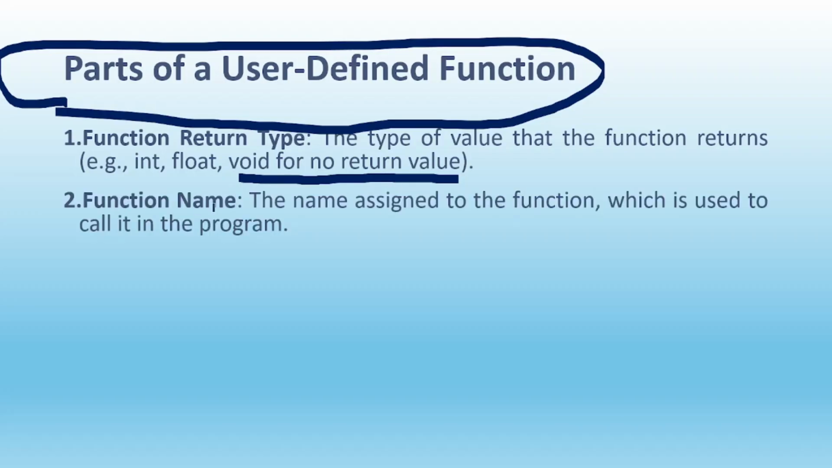Then next we write the function name. That means initially we write the return type, then we write the function name. The name assigned to a function which is used to call it in the program. Basically, we write the function name by considering the purpose for which that function is written. If I am writing a function to perform addition of two numbers, then the function name will be add. If subtraction, then subtract. If multiplication, then multiply. Are you getting this? Depending on the use, we give a name to the function.